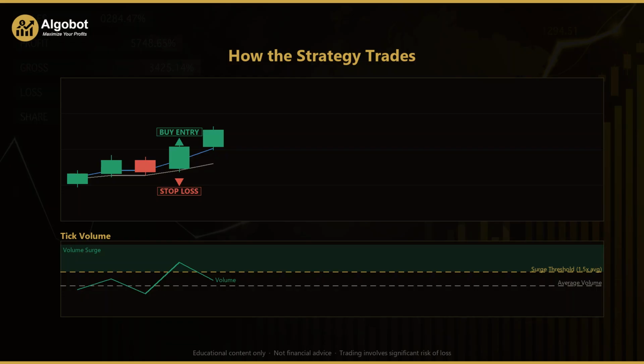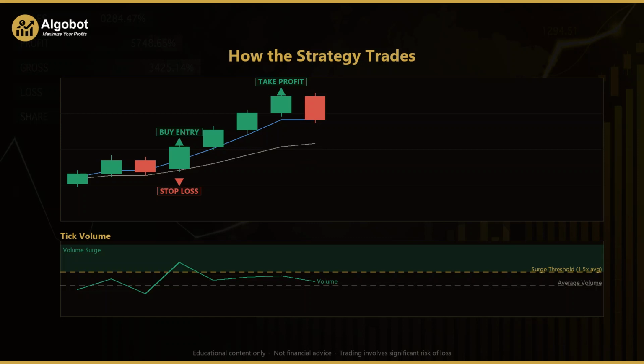Watch the third candle. Price pulls back, and this candle closes below the fast-moving average, dipping into the trend. Look down at the volume subpanel underneath the price. During this quiet pullback, the volume bars stay low, beneath the average line and far below the gold surge threshold. This is exactly the kind of low-conviction pause the strategy wants to wait through rather than chase.